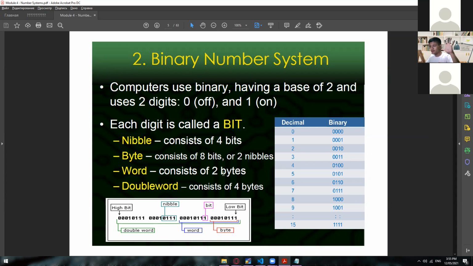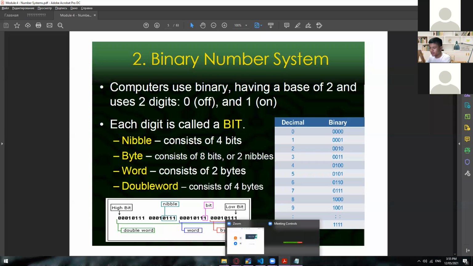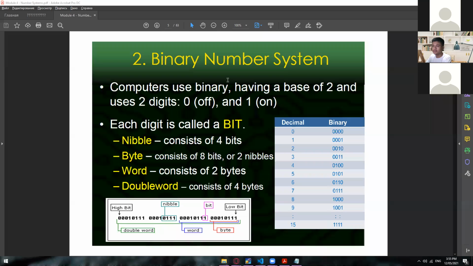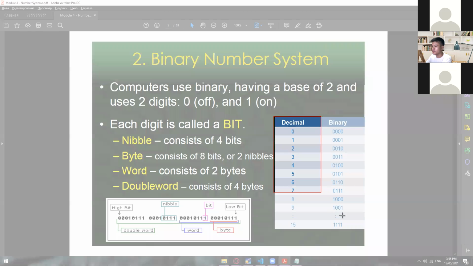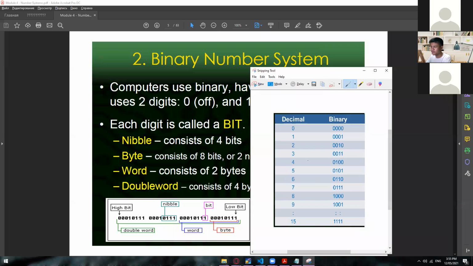So anyone here who knows how to read binary? Anyone? All right, so I guess none. Anyway, so let me just discuss how we got those kinds of equivalents, wherein 0 is equal to 0, 0, 0, and then 1 is equal to 0, 0, 1.